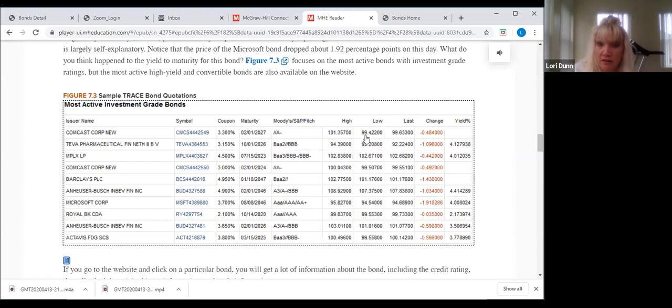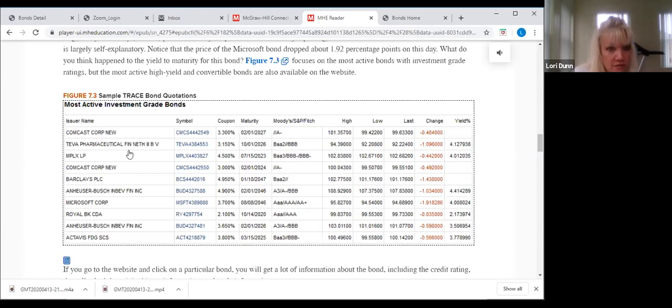The lowest it sold at is $994.22. And the highest is $1,013.57. Then it gives you the percentage change. And then it should give you a yield here, because the yield is what it's actually selling to earn over the life of the bond. Remember, it's the yield that determines this price.